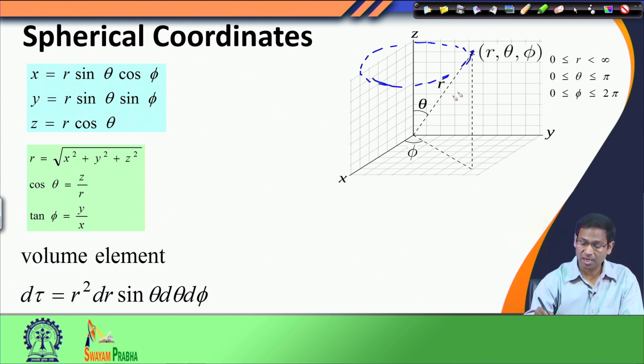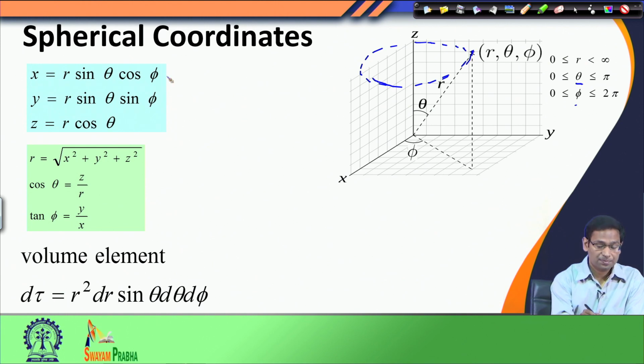I can make a 2 pi revolution around z axis, where the phi value will go from 0 to 2 pi, and I can do this for each and every value of theta. So, for each and every value of theta, when I make 2 pi revolution, you can imagine that I will be getting a sphere. Therefore, phi goes from 0 to 2 pi, theta goes from 0 to pi, and r goes from 0 to infinity.